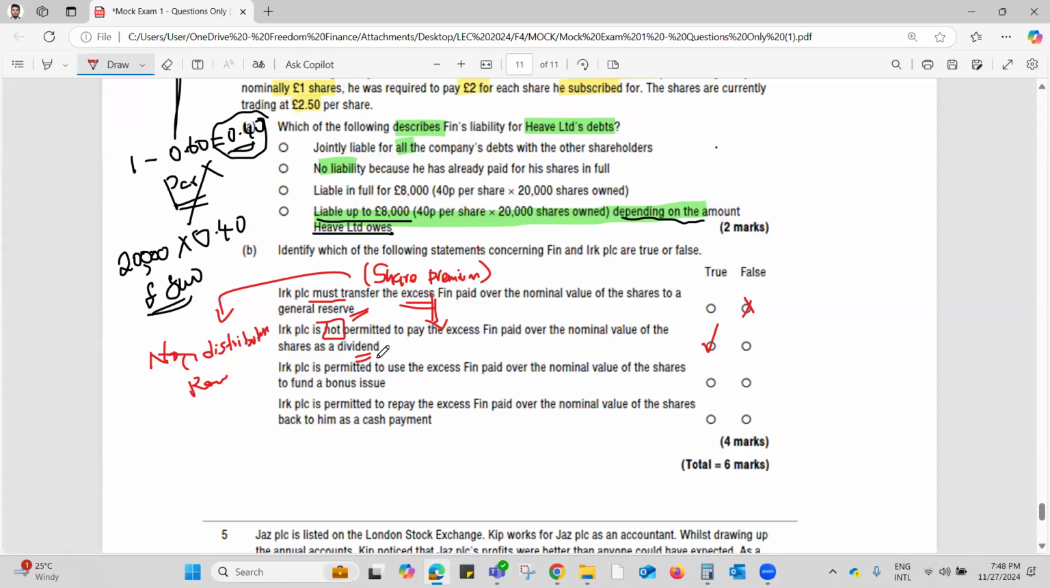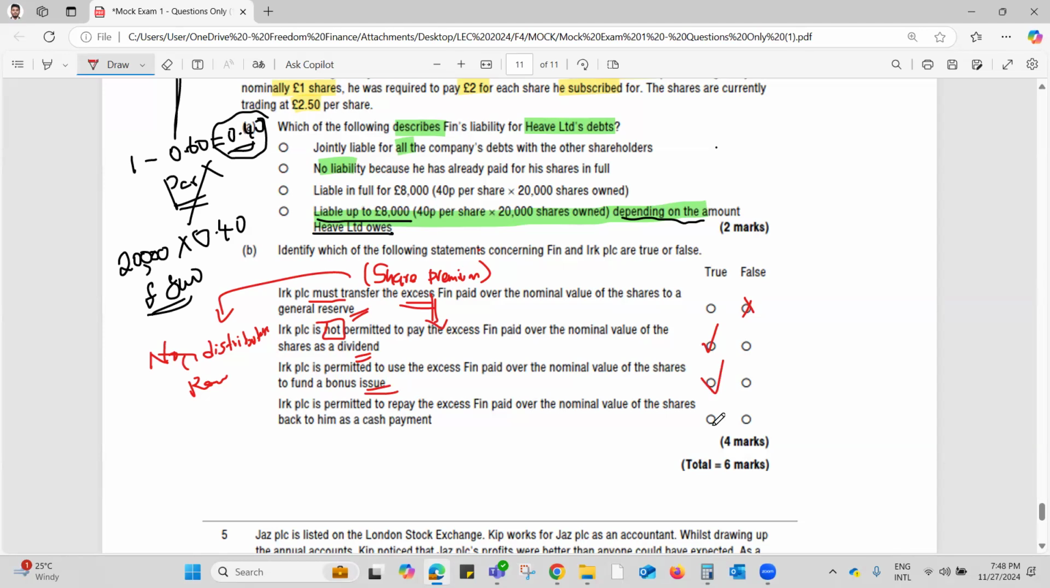Okay, fine. Then, IPLC is permitted to use the excess paid over the nominal value of the shares as a bonus issue. Can you use it for a bonus issue? Yes. What is a bonus issue? What's the definition, or what's the double entry for a bonus issue?